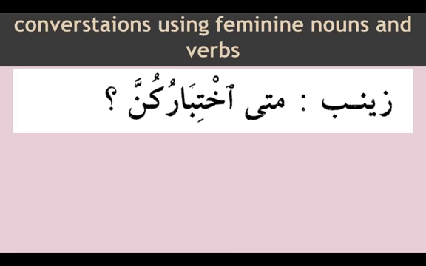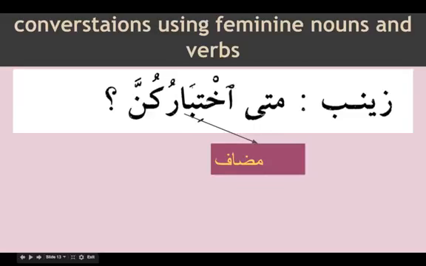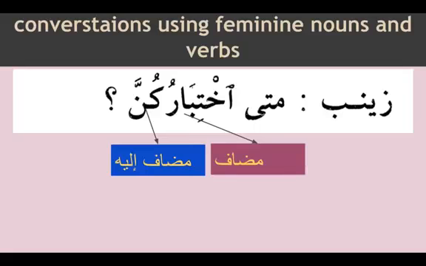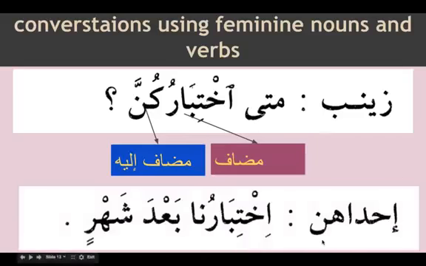Zainab, mata ikhtibarukunna. Ikhtibar means examination. So when is your examination. So ikhtibaru is mudaf and kunna is mudaf ilayhi. So ihdahunna says ikhtibaruna. So we have to use an attached pronoun for nahnu. So nahnu is na. So this na is attached. So we have ikhtibaru is mudaf and na is mudaf ilayhi.